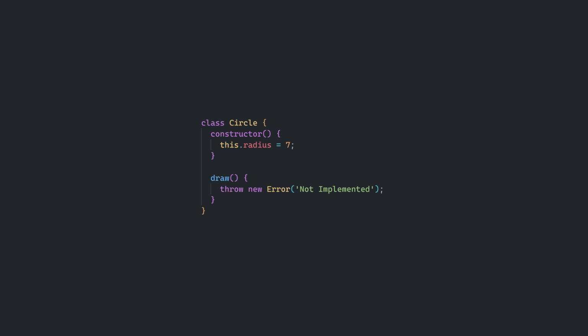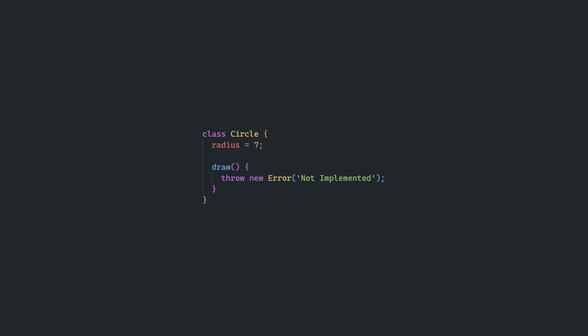Developers can now declare properties directly in the class. Previously, all properties had to be defined in a constructor. If you want to define the radius property of this circle class, you have to do it in the constructor. With the recently introduced changes, this can now be done without a constructor.